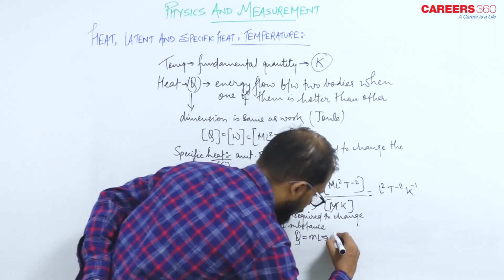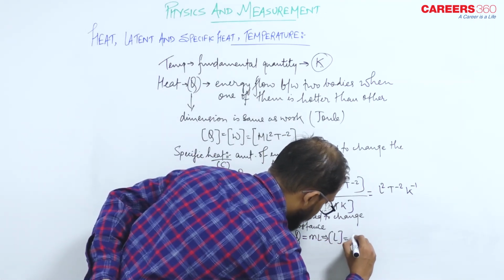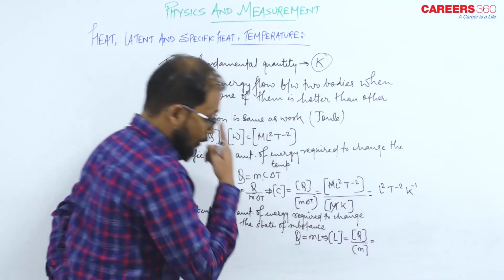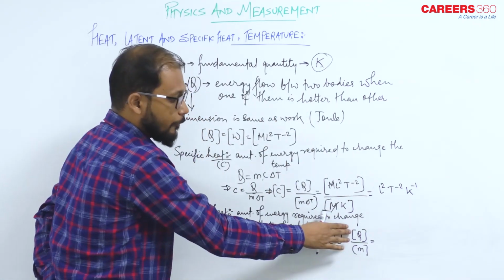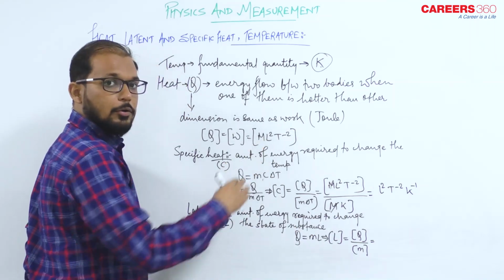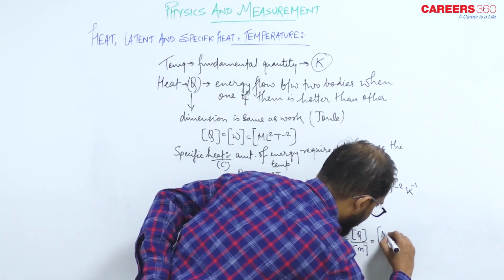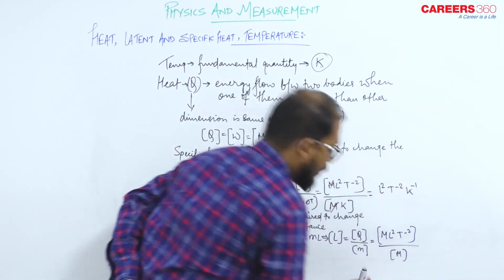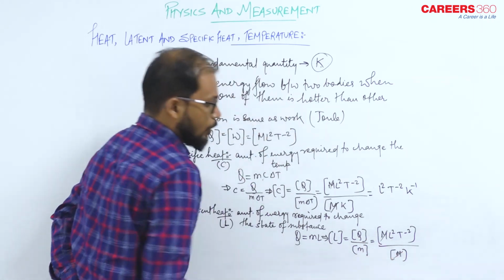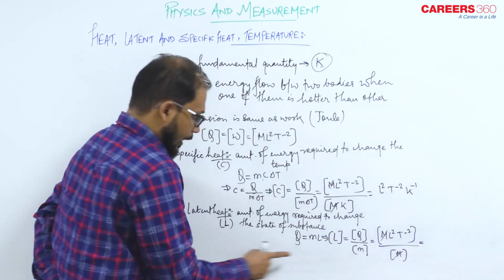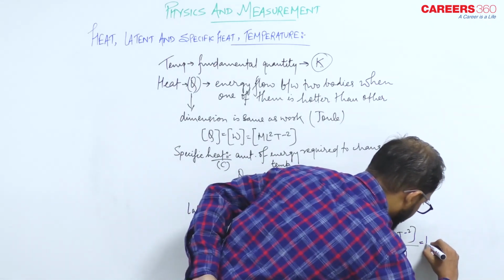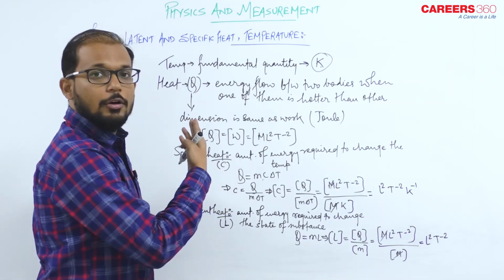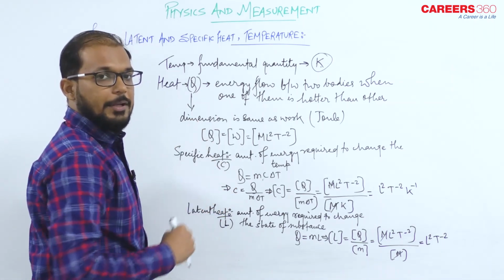So from here the dimension of L will be equal to the dimension of Q upon the dimension of m. We know the dimension of Q as M L^2 T^-2, so it will be M L^2 T^-2 upon M, and here M and M get cancelled out, so we get the dimension of latent heat as L^2 T^-2. So this was all about the dimensions of heat, latent heat, specific heat and temperature. Thank you.